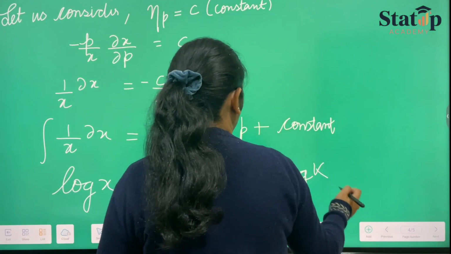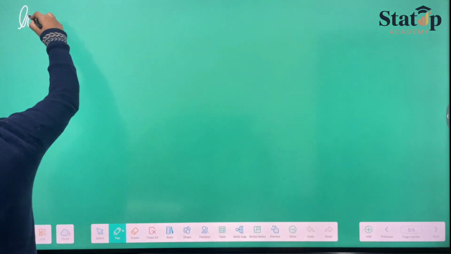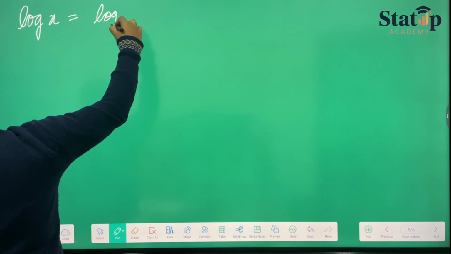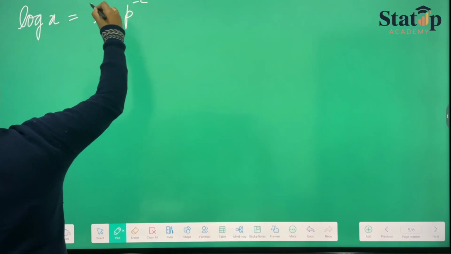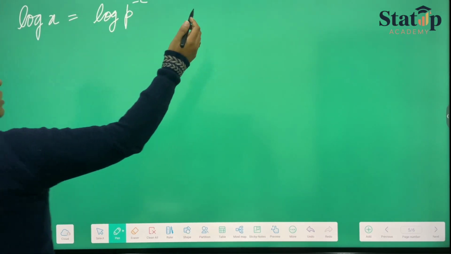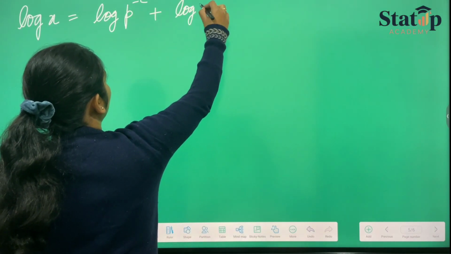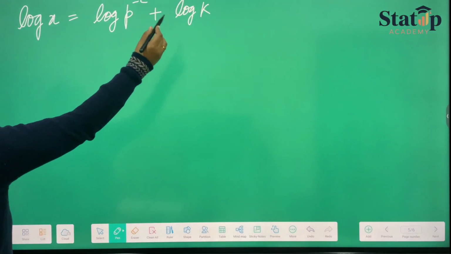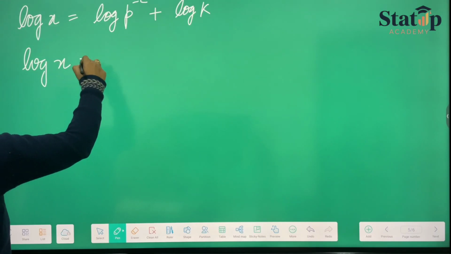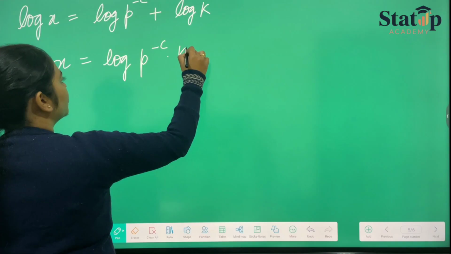terms, log k. Now we can write it as log x equals to log p raised to the power minus c, because the term here comes to the power from the log rules, and log of k. Log of a plus log of b is equals to log of a into b. So here also log of x equals to log of p raised to the power minus c into k.